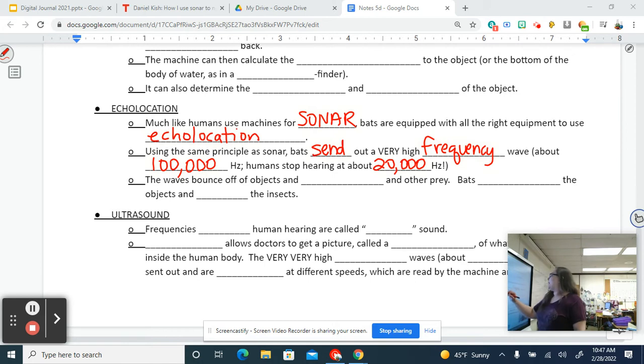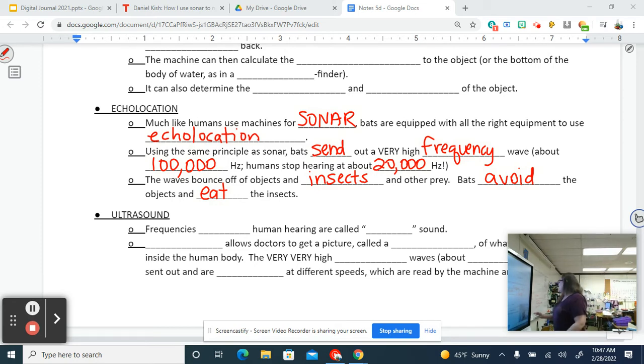Anyway, the waves bounce off objects and insects and other prey. Bats avoid the objects. We hope. Sometimes they don't. I'm telling you, the number of times a bat is, anyway, breaks my heart because I like bats. Anyway, and eat the insects.